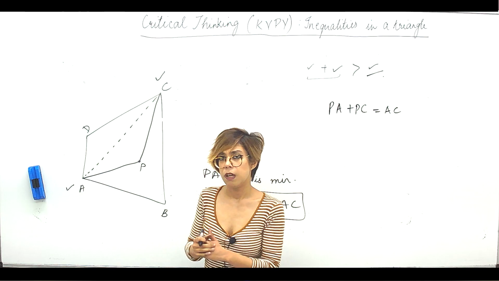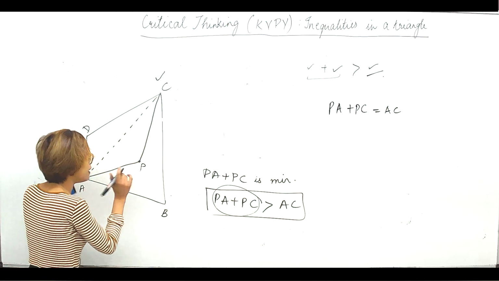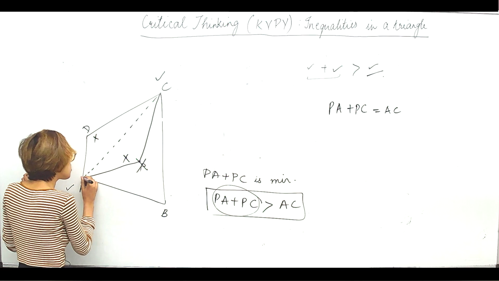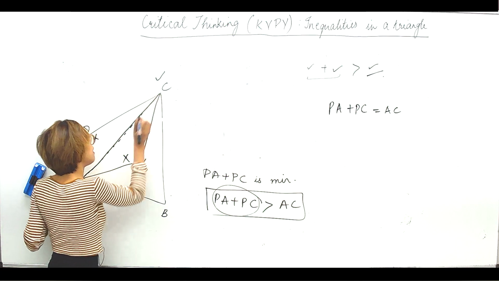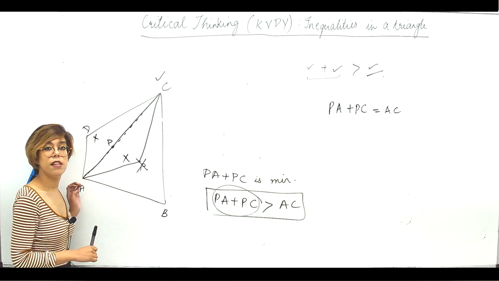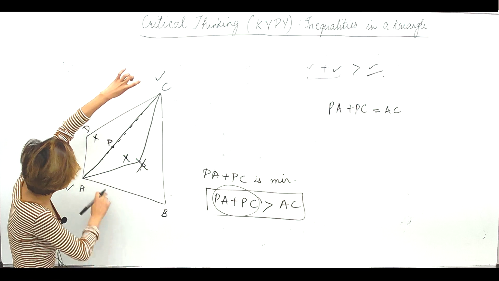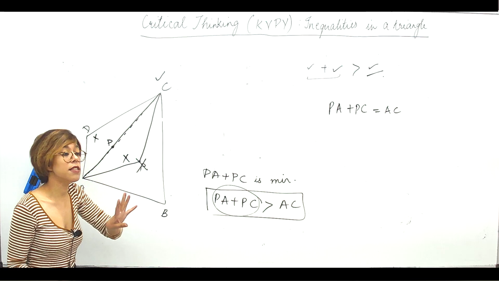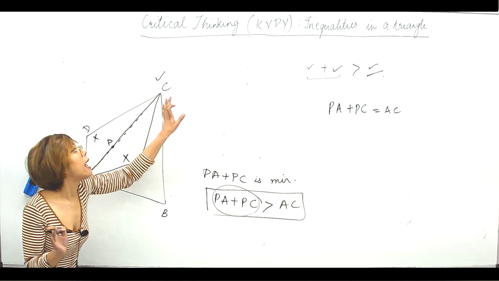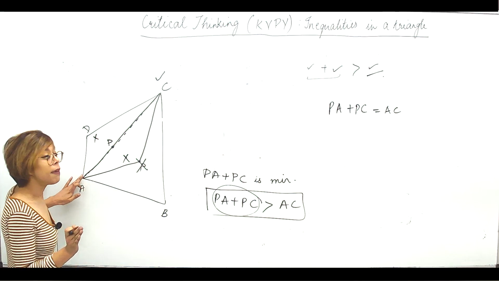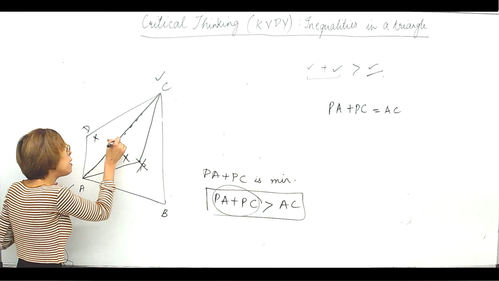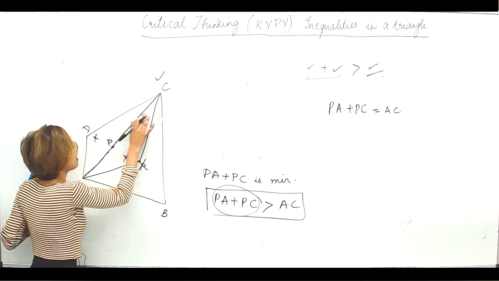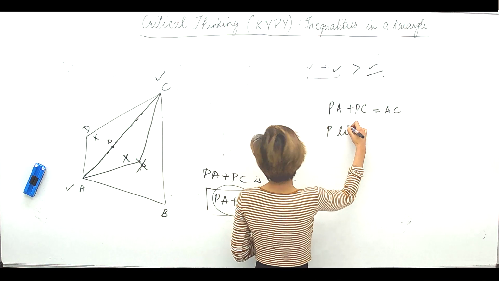That means where should P be? P cannot be here. P has to lie on this line itself. If I take a point P over here, PA plus PC is equal to AC. So a point which has the minimum sum of distances from these two vertices lies on this line itself. You can take any point on this line. This I understand: P lies on AC.